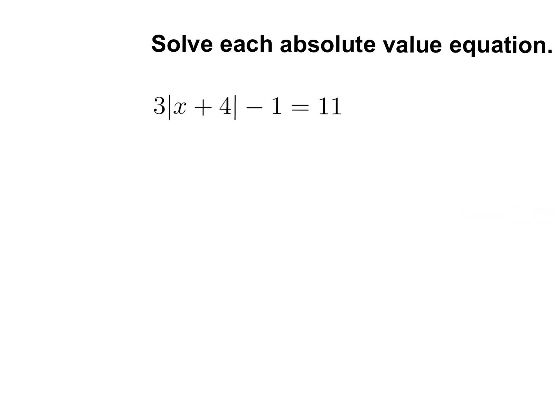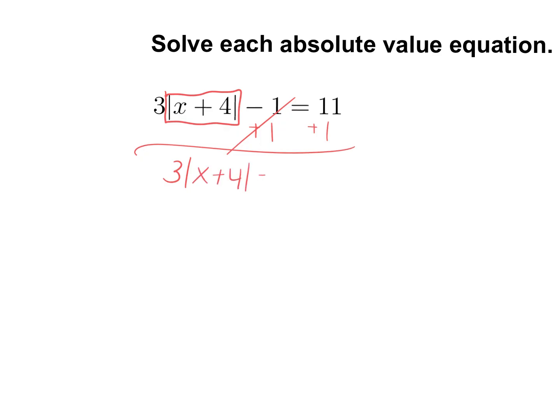If I have an equation where the absolute value is not by itself, the first thing we're going to do is isolate that absolute value. So I'm going to start by adding 1 to both sides, giving us that 3 times the absolute value of x plus 4 is equal to 12. And since I cannot distribute it into an absolute value, I do need to divide both sides by 3. And I get the absolute value of x plus 4 is equal to 4.